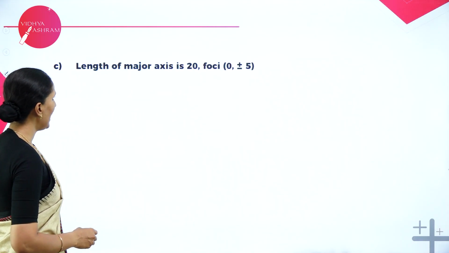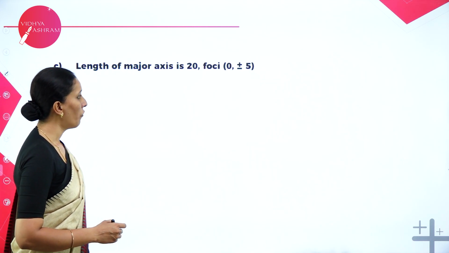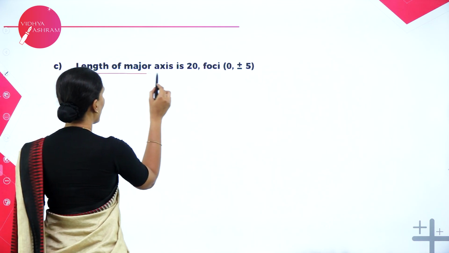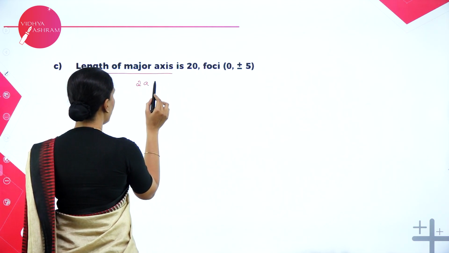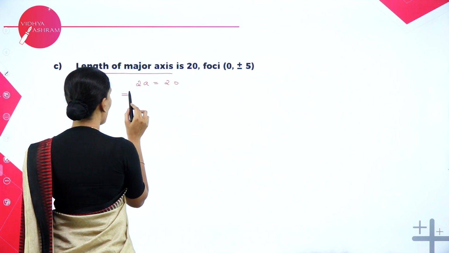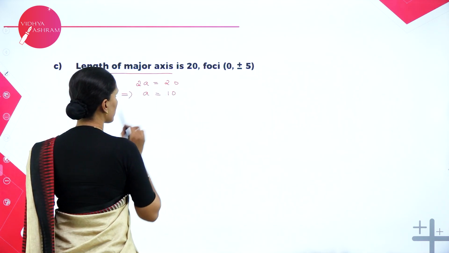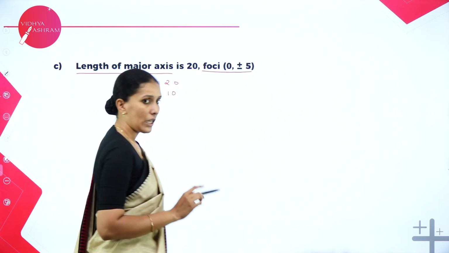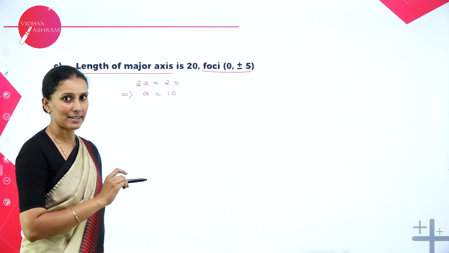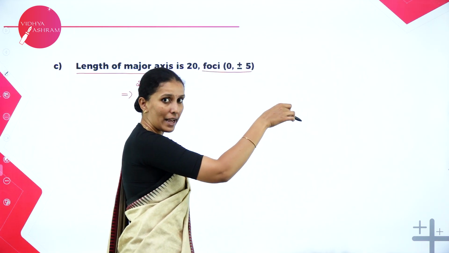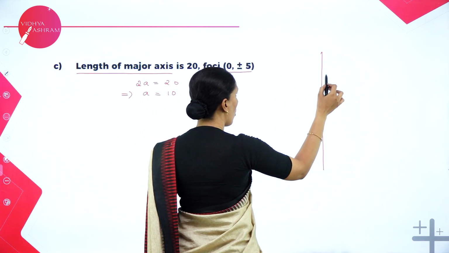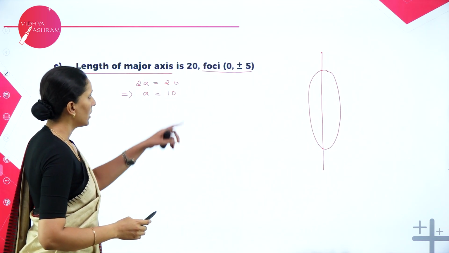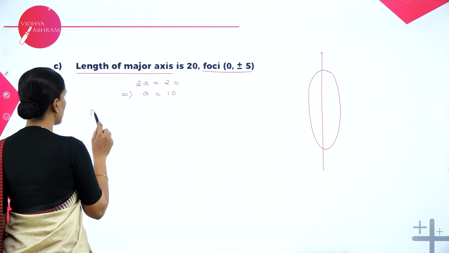Next one, length of the major axis is 20. Foci is 0, plus or minus 5. So when I say length of the major axis, 2a is given, which is 20. So this implies a is equal to 10. And when you observe the foci, 0, plus or minus 5 is a coordinate on the y-axis. So when foci is on the y-axis, that means the given ellipse is vertical. So that's why the major axis is the y-axis.